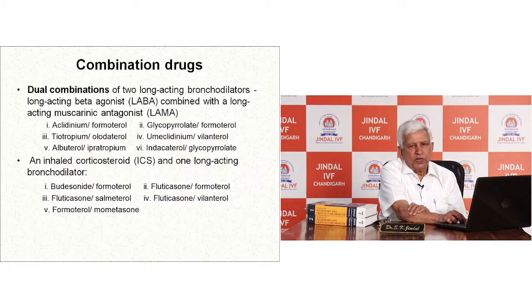Combinations are important here because many of these, especially the long-acting ones, the LABA-LAMA combination, for example, a long-acting beta agonist and a long-acting muscarinic antagonist, have their own combinations, like aclidinium and formoterol, tiotropium and olodaterol, albuterol and ipratropium, glycopyrrolate and formoterol. I think there are many available now. I may not have listed all of them, but LABA-LAMA combinations earlier were not easily available in this country. Now they are available in plenty, you see.